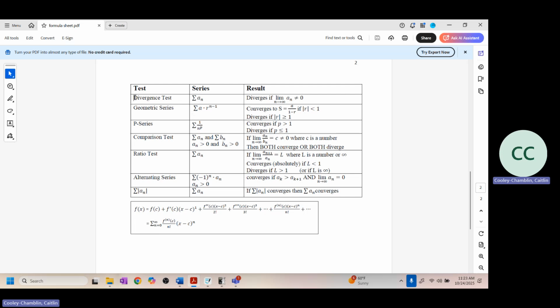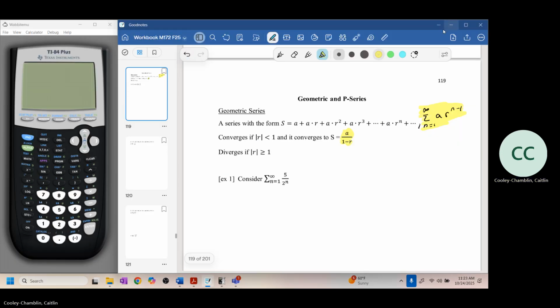So again, I want to mention that we've already done the divergence test. We looked at a series, and we noticed if the limit as n goes to infinity of that a_n does not equal 0, it diverges. And that's where we tended to use L'Hopital's a lot. So today we're going to look at two different tests, the geometric and p-series test. It'll be up here on our formula sheet. I'll actually be flipping back and forth to show you how I would use it if I was on a test. Okay. So let's just dive into this.